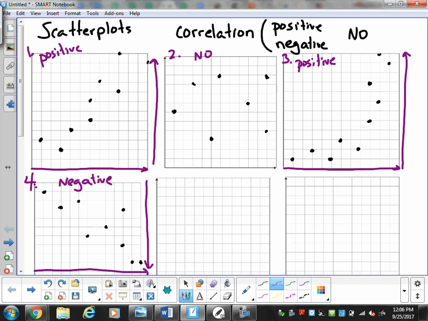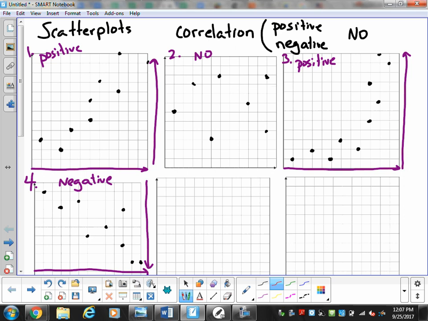All right. So a couple of things. That's going to be part of your assignment for tomorrow. You're going to be able to tell me, does the data go up? Is it positive? Does it go down? Is it negative? Is there no correlation? And so that's going to be about half of your assignment tomorrow. Is going to be you just telling me that.